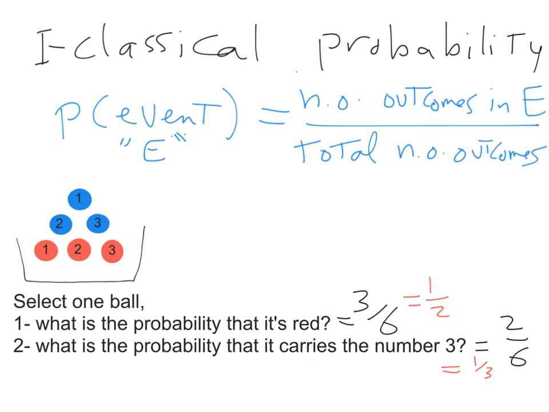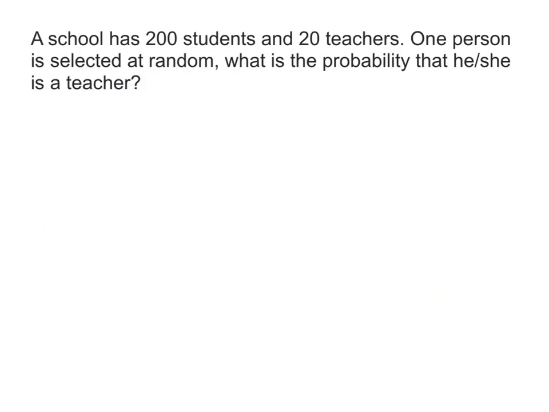So in this example, we have 2 out of 6 or 3 out of 6. These are really small numbers. Let us see what will happen if we increase these numbers a little bit. Will you get confused or is it still okay? Let's try that. A school has 200 students and 20 teachers. One person is selected from the school randomly. What is the probability that he or she is a teacher?